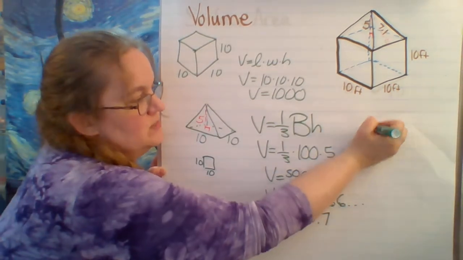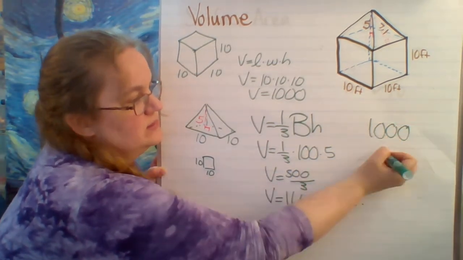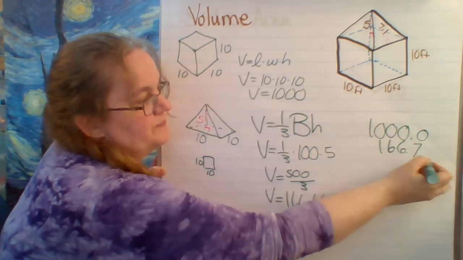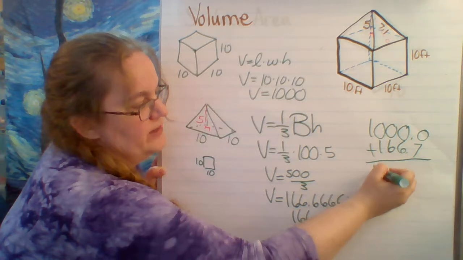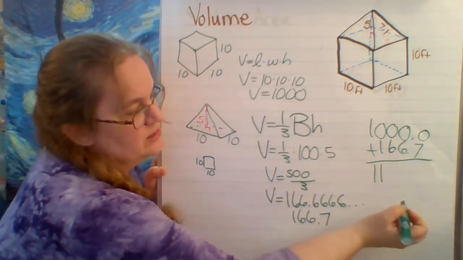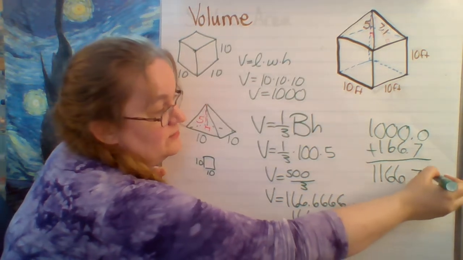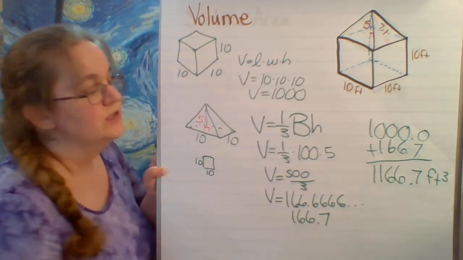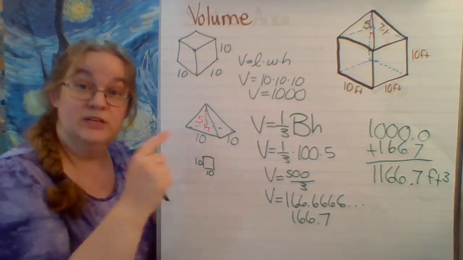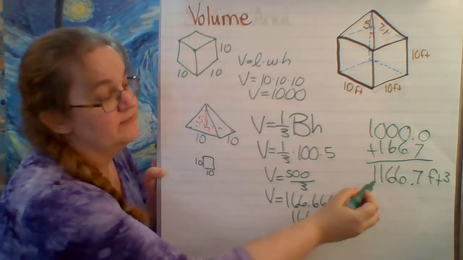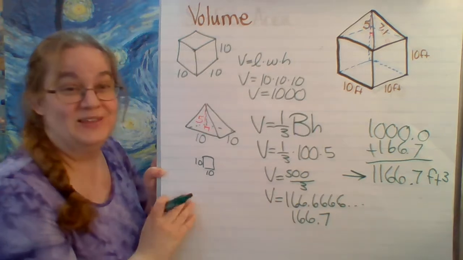And my final step is to add my 1,000 plus my 166.7. So my final volume is 1,166.7 feet cubed. So again, I take the volume of each of the shapes separately, and then I add them together to get my final volume. And that would be that right there.